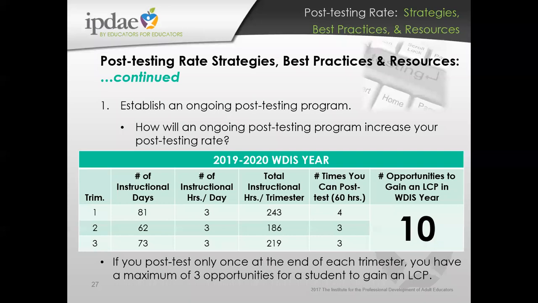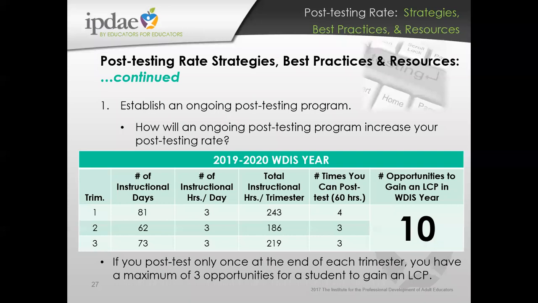This chart you see here represents 3 trimesters in the 2019-20 year. Note that this is just an example and may not be 100% representative of the number of instructional days and hours of instruction per day for your district and school site. If there are 81 instructional days in trimester 1 and a student attends 3 instructional hours per day, he will have an opportunity to test up to 4 times that trimester.